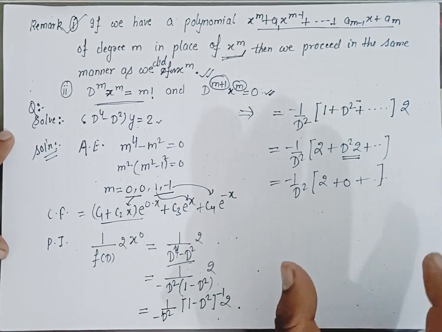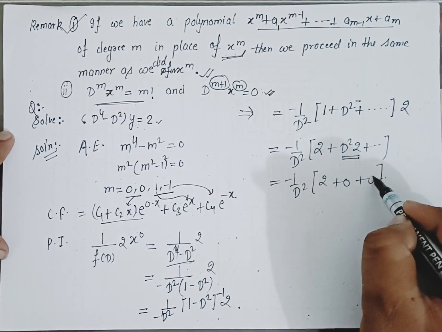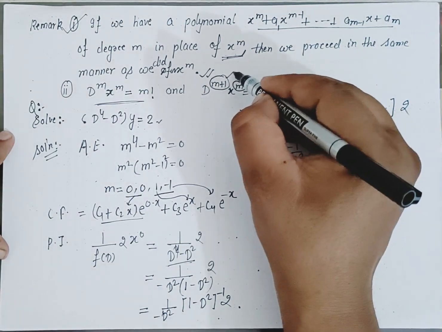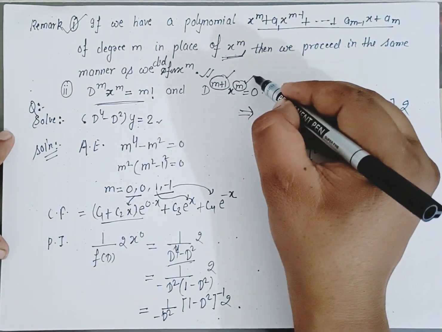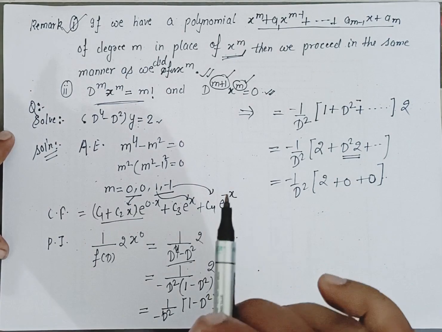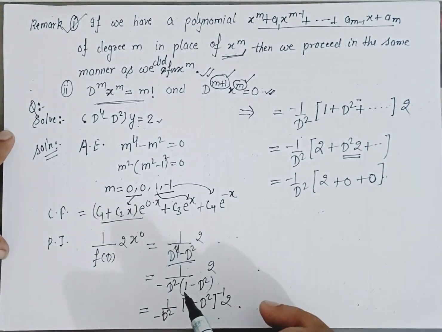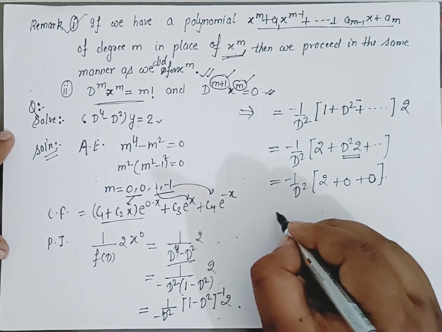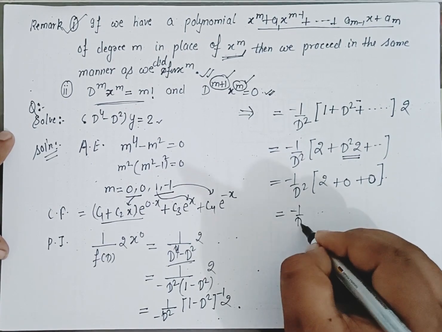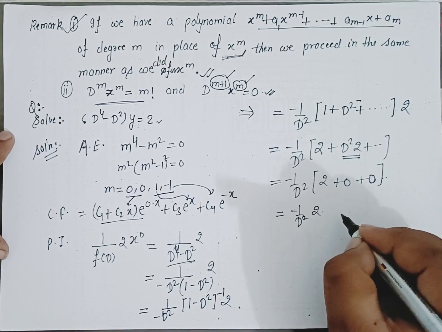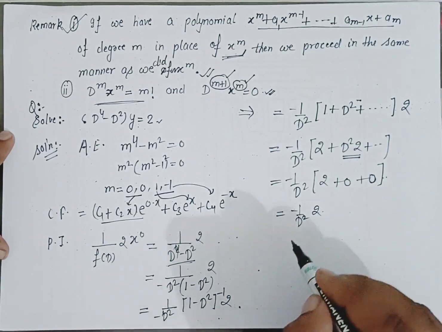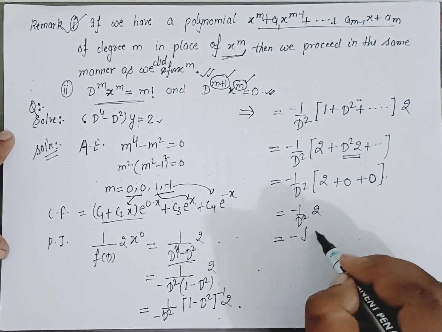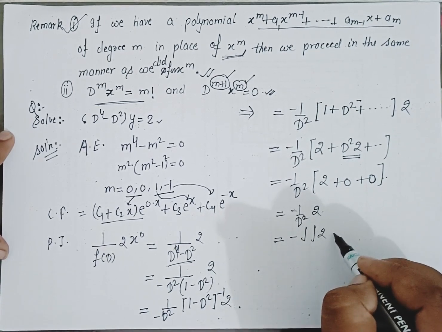So you have to work smartly here. Remember, because the power of the derivative is more than the power of the polynomial, by this property every term will be 0. So you can say here minus 1 upon d square into 2. Now double integrate it with respect to x.